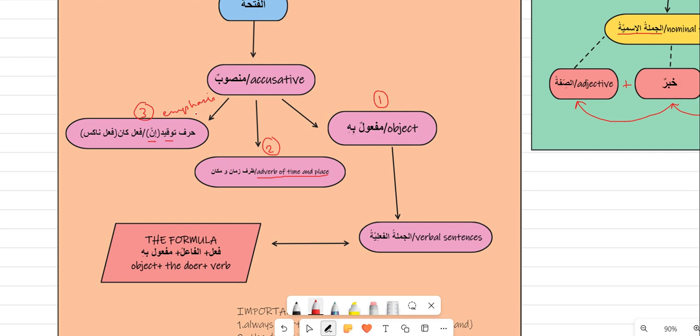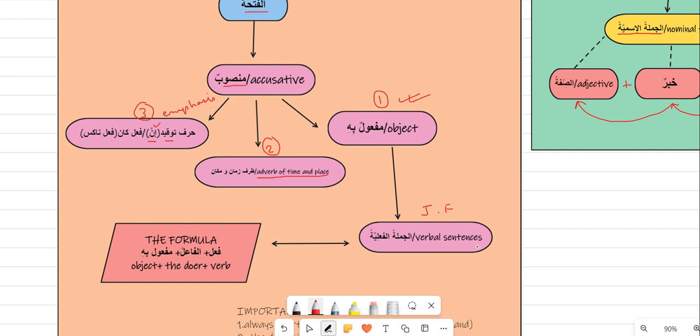And whenever you want to give emphasis on a particular sentence, we use the harf tawqeed, that is the particle of emphasis, that is inna. And we have fail kana in our third position, and these all fall under the mansoob case. Mansoob case means the nouns that get fatha, remember that. So I'm just going to do the object here. And where do you find object? Only in jumla feliyah.